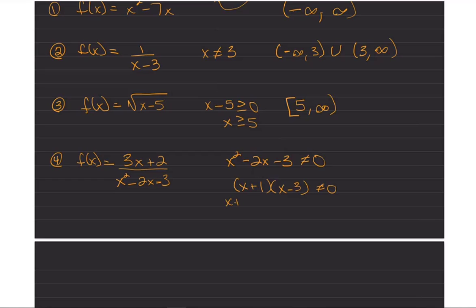So I'd have x plus 1 technically can't equal 0, right? And x minus 3 cannot equal 0. So x cannot equal -1, and x cannot equal 3. So we can be all the other numbers in the world except for -1 and 3.